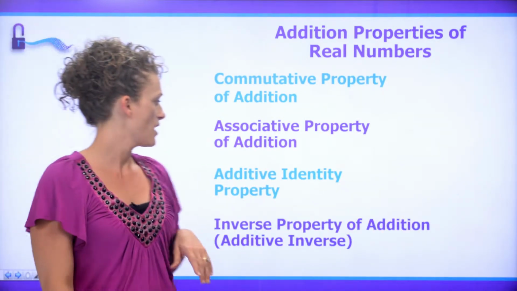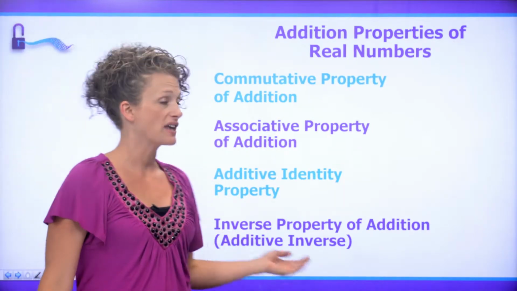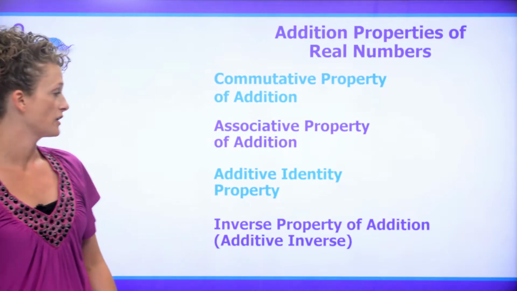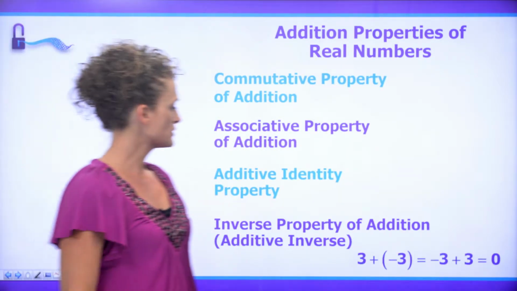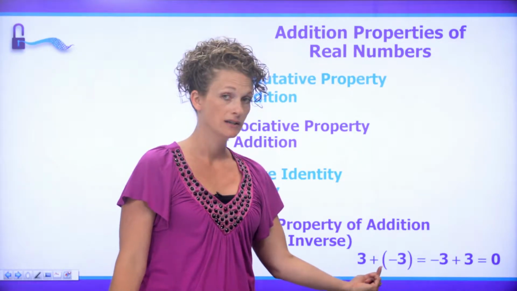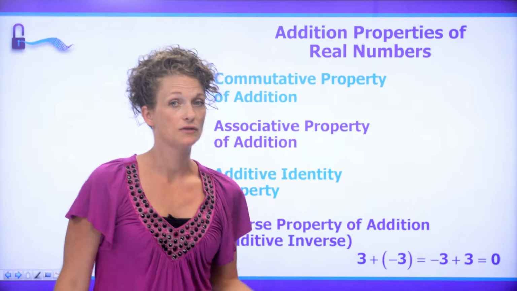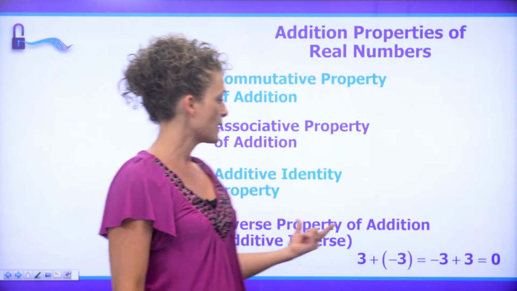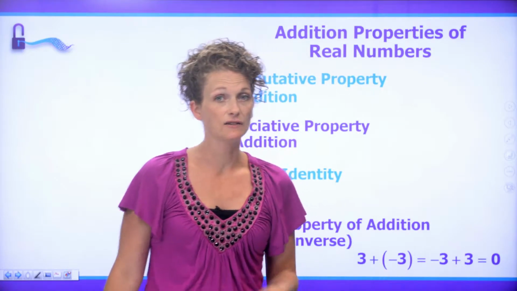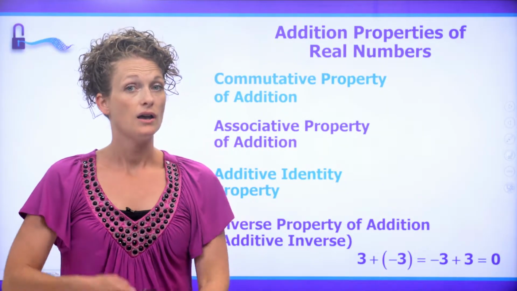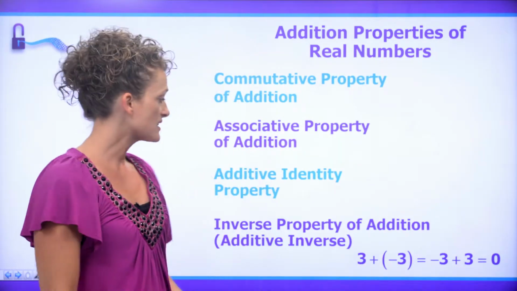Inverse property of addition, also known as the additive inverse. I actually prefer the additive inverse name because it's shorter. And I told you sometimes mathematicians can be a little lazy. Well, this one looks like 3 plus negative 3 is the same as negative 3 plus 3, and they both will give you 0. Now, this positive and a negative, if you go back to our integers when we discussed positive and negative, that makes sense as well.